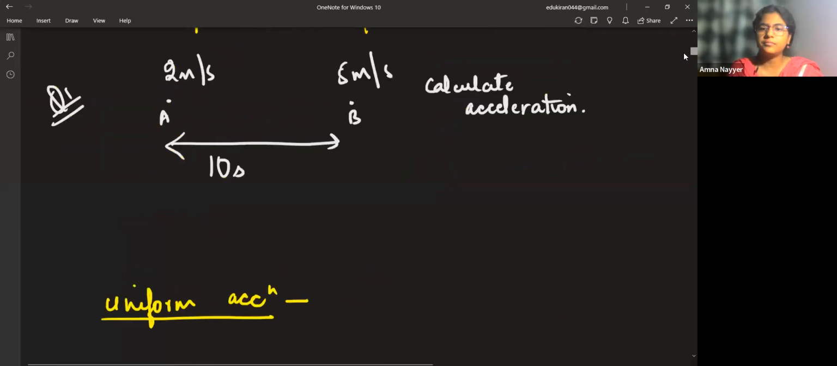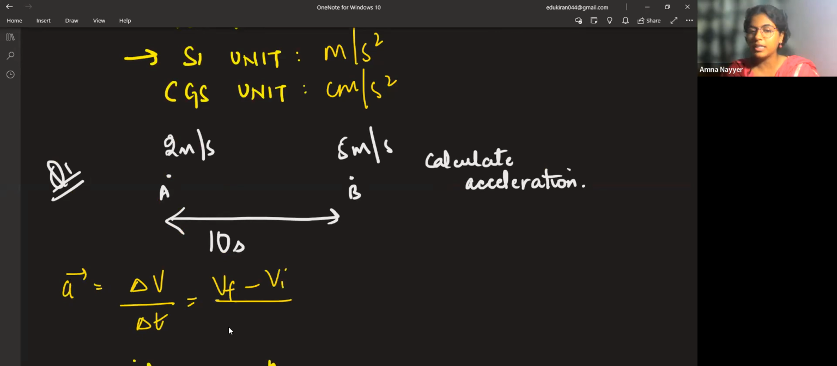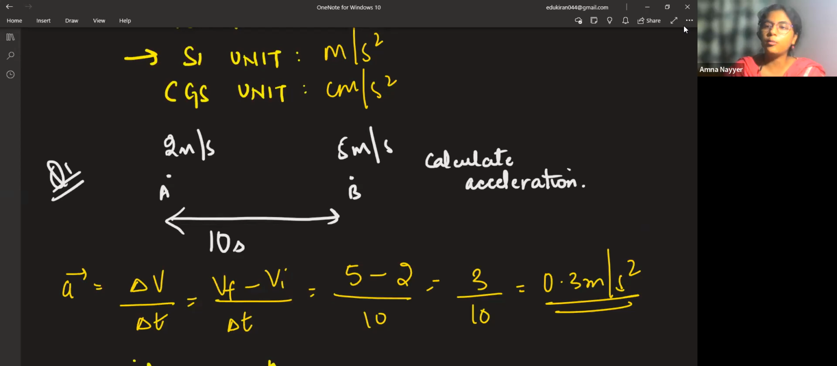Let's see one basic question. Initially, the velocity was 2 meter per second. Then the velocity became 5 meter per second in 10 seconds. So what is the acceleration? Acceleration is change in velocity by change in time. Final minus initial velocity by final minus initial time. So final velocity is 5, initial velocity is 2, time is 10. So this becomes 3 by 10, that is 0.3 meter per second square. This is how we calculate acceleration.